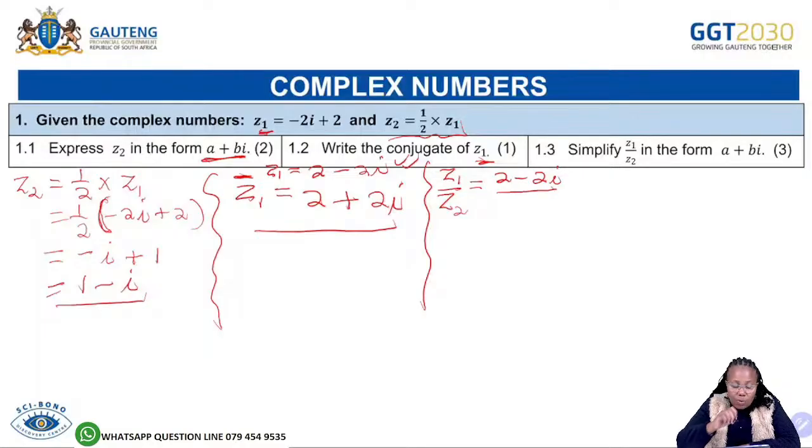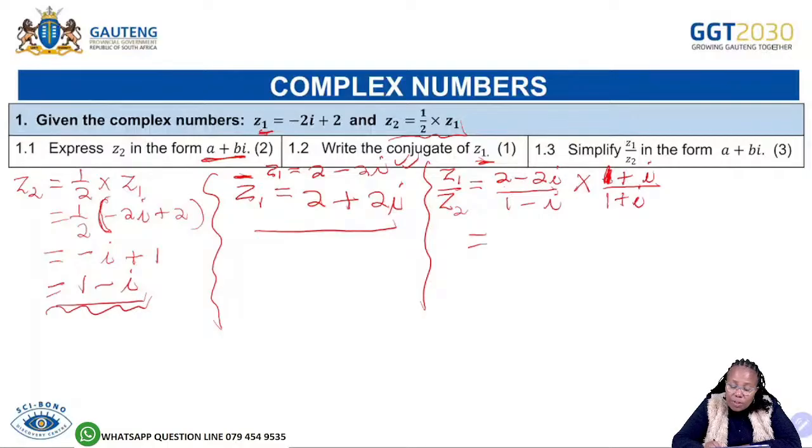Divide by Z2. What is Z2? We have already simplified it. It's 1 minus I. Now to simplify this, we must multiply by its conjugate, which is 1 plus I, the conjugate of the denominator 1 plus I. And now we are multiplying these two.